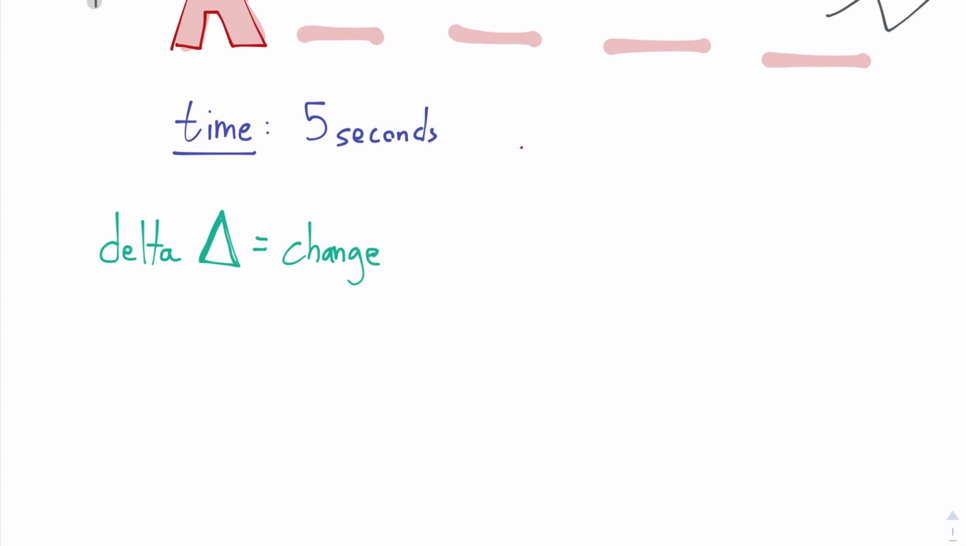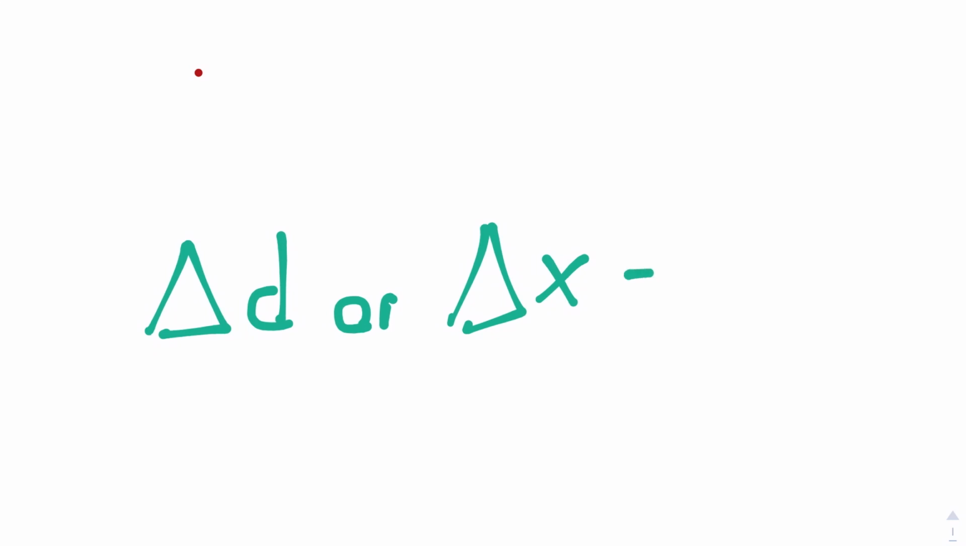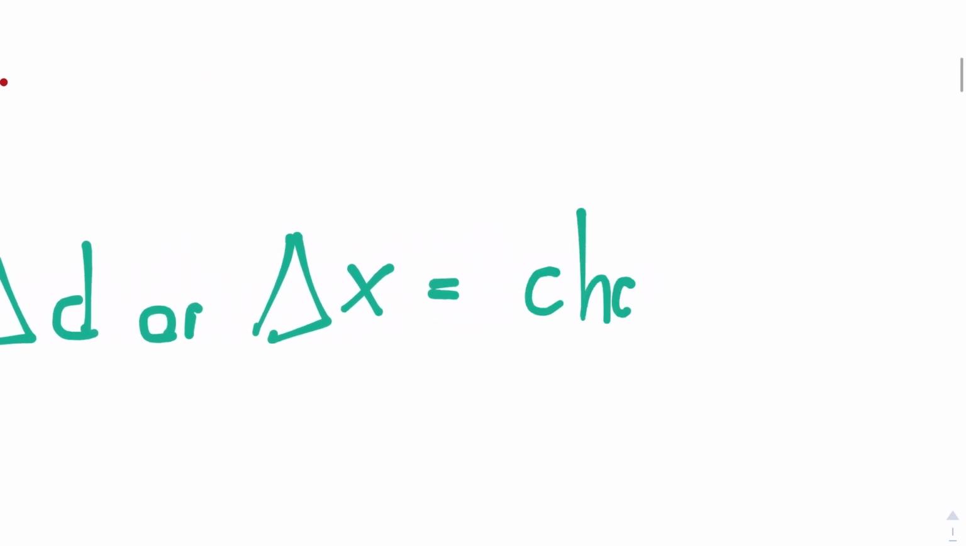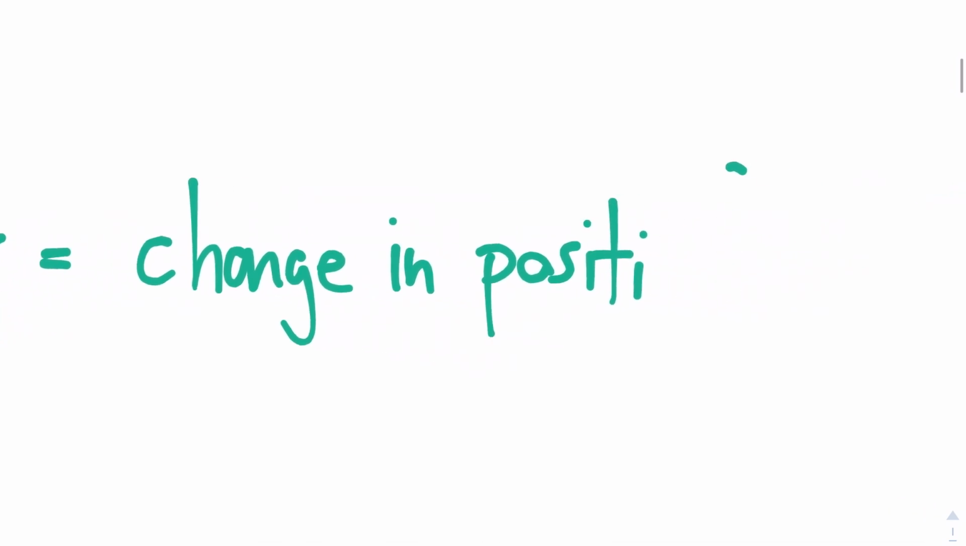So when I look at my distance, you can see that my distance went from point A to point B. And as I run across, my distance is changing. It's getting longer. So we can actually refer to this as delta D, change in distance. Sometimes they refer to it as delta x. And this means change in position. My change in my position.